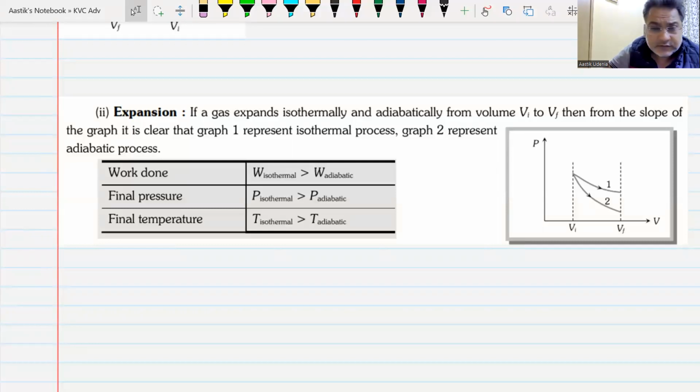Now you can see in the expansion process, which one will be adiabatic, 1 or 2? Which graph is adiabatic process? 2. So work done in isothermal expansion will be more than work done in adiabatic expansion. Pressure and temperature will follow the same lead. Do we understand this? Yes.